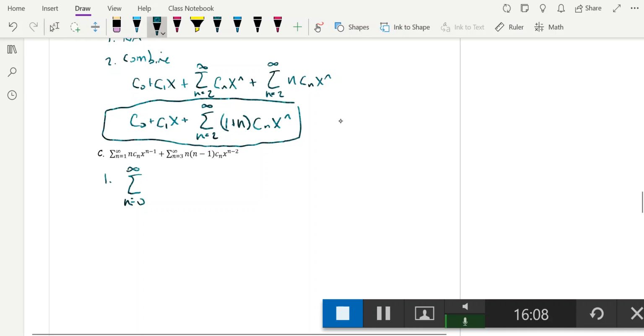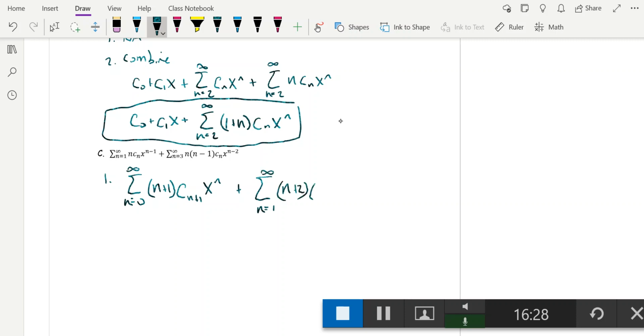And then everywhere I see an n, I'm going to replace it with an n plus 1. N plus 1, Cn plus 1, x to the n. And then this second guy, need to add 2, so I'm going to subtract 2. So this one will start at 1. It'll go n plus 2, n plus 1, Cn plus 2, x to the n.